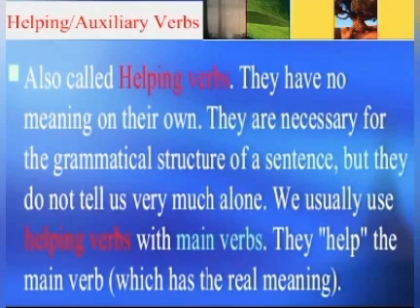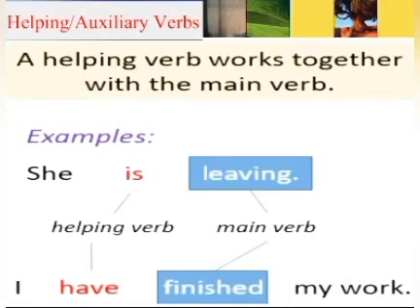So children, as we have learned before, the auxiliary verbs help the main verb to give the complete idea, and therefore they are called the helping verbs. And in order to make a complete sentence, they are very important in the sentence. We usually use helping verbs with the main verbs. They help the main verb, which has a real meaning, which is why it is called a helping verb also. Let's move ahead. Again, to recapitulate, a helping verb works together with the main verb.